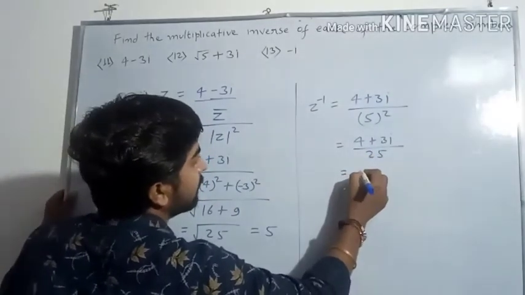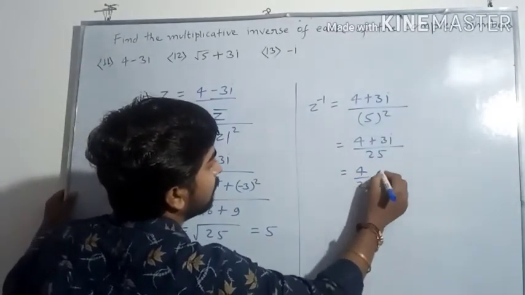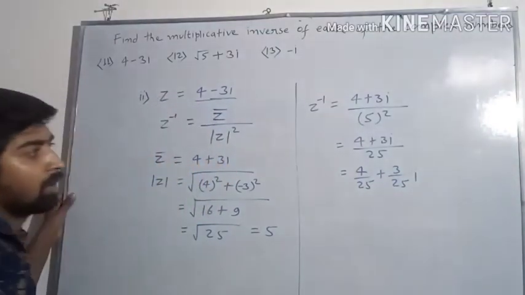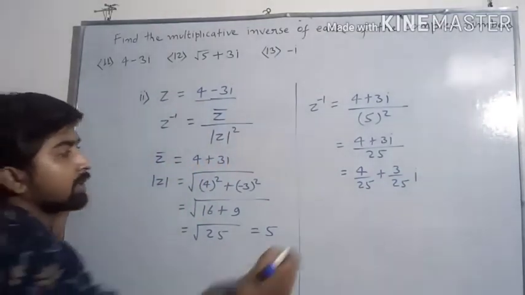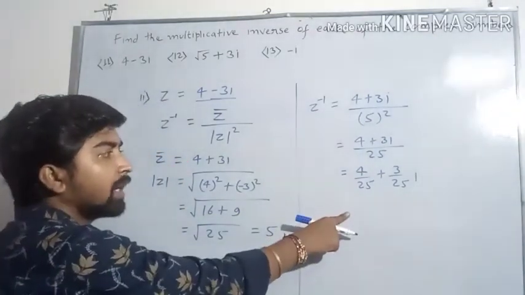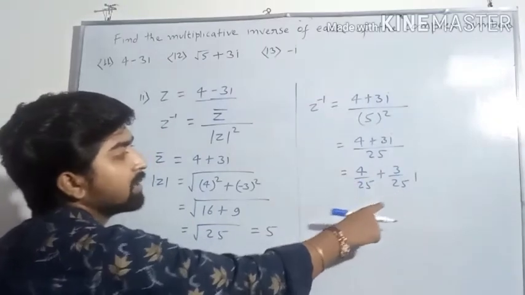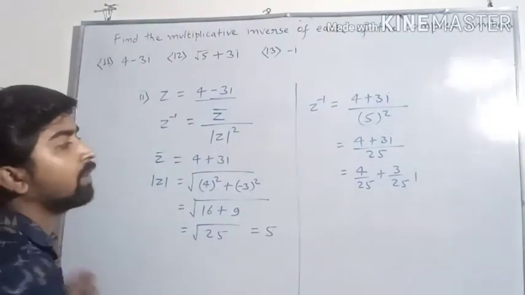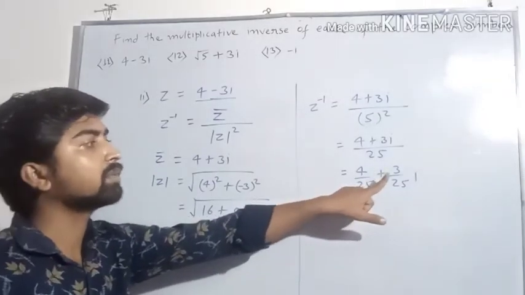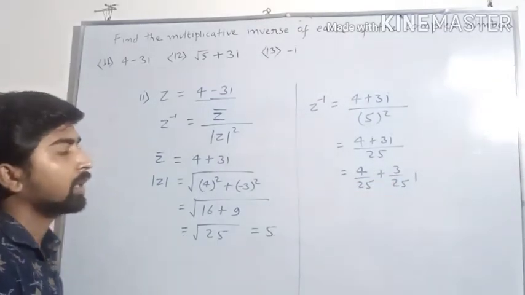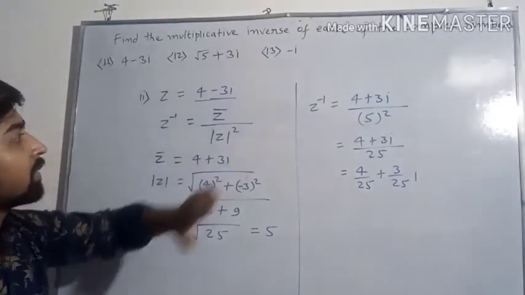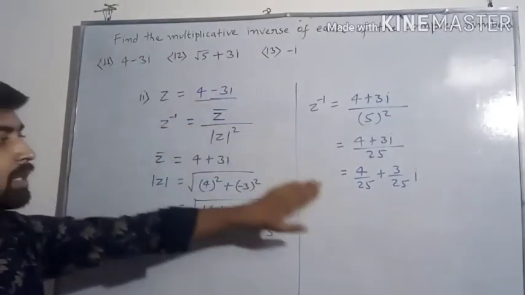Now we can write it separately: 4 by 25 plus 3 by 25i. This is the real part and this is the imaginary part. 4 by 25 is the real part and 3 by 25 is the imaginary part, and it is in the form a plus ib, where a equals 4 by 25 and b equals 3 by 25. So this is the multiplicative inverse of complex number 4 minus 3i.